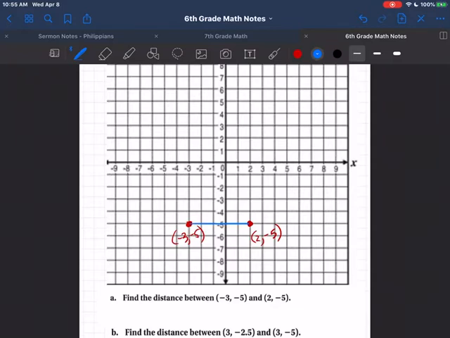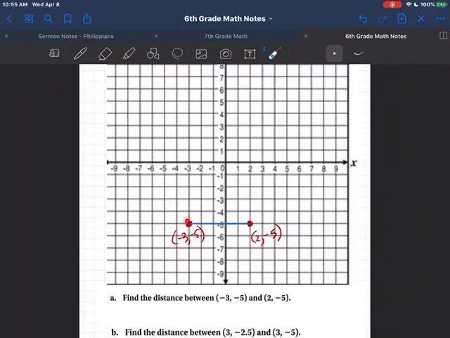Basically, what I'm trying to do is forget the -5s. All that -5 is telling me is that they're both on this -5 line. So all I care about is this 2 and this -3. They are not in the same quadrant, so it is 1, 2, 3 places to the 0 here, and then 2 to the right, so you add them together. There's multiple ways to do this.